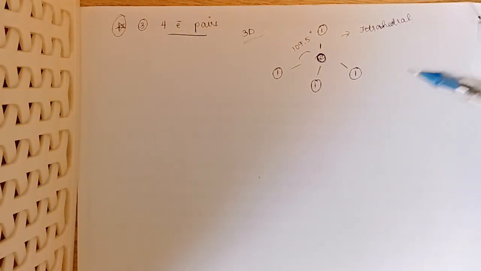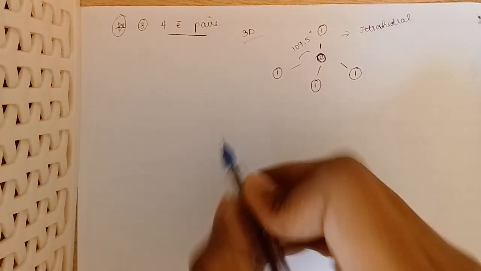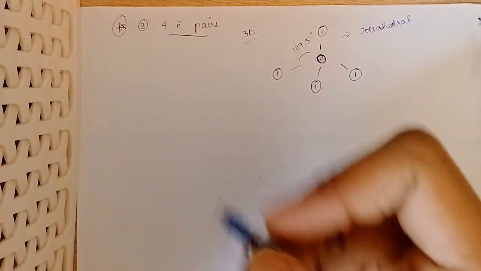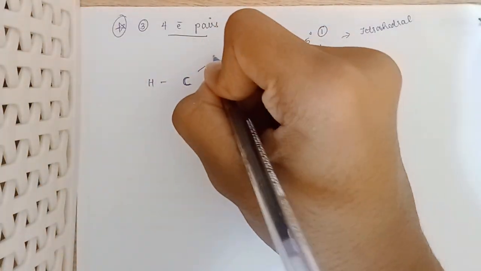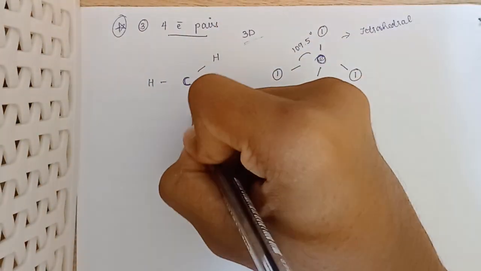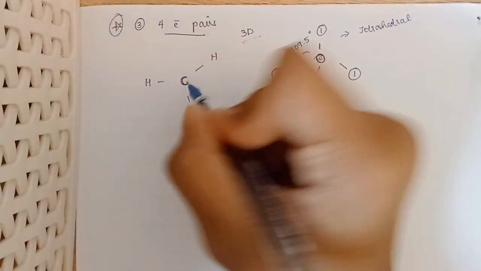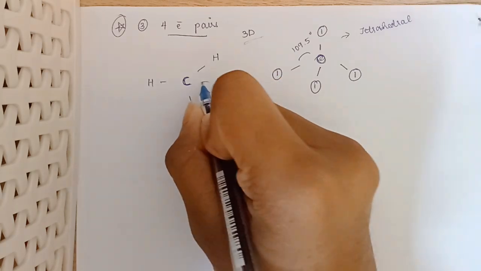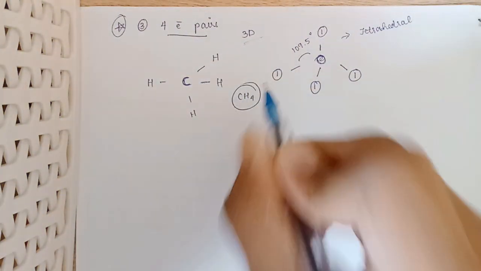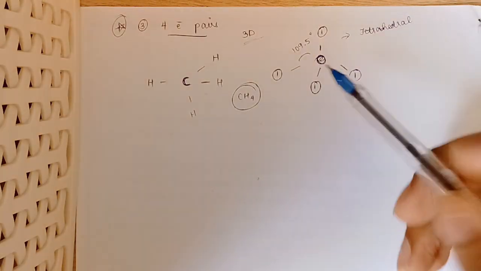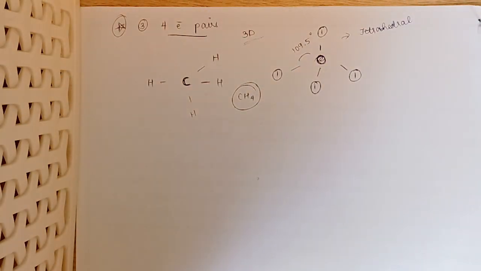This shape is tetrahedral, and the bond angle is 109.5 degrees. Now a common example for this shape is CH4 or methane. So we have one C over here, one H will be placed here, one H here, one H here, and one will be behind. That is, it will be like this. So this is the common shape and the common example CH4 for four electron pairs, and they form an angle of 109.5.